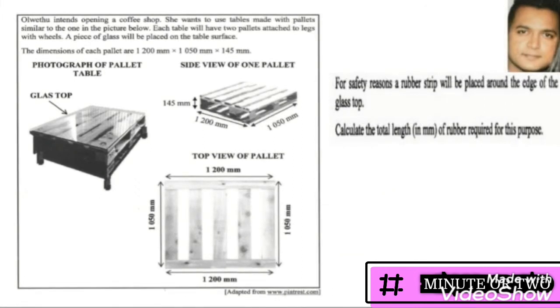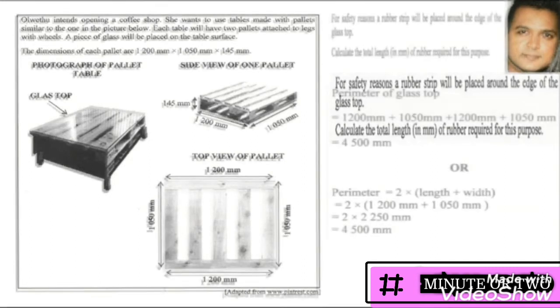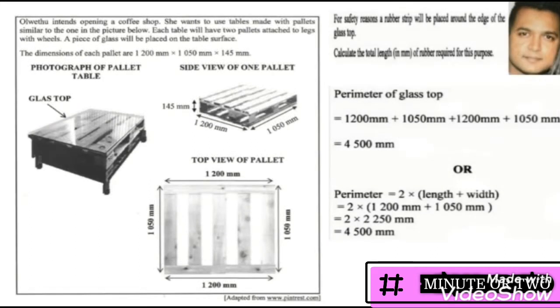For safety reasons, a rubber strip will be placed around the edge of the glass top. Calculate the total length in millimeter of the rubber. The key word given in this question is the word edge, which means that we are going around the shape. So we need to take into consideration the length and the breadth. Now when I say length and breadth, remember there are 2 lengths and there are 2 breadths because this is a rectangular shape.